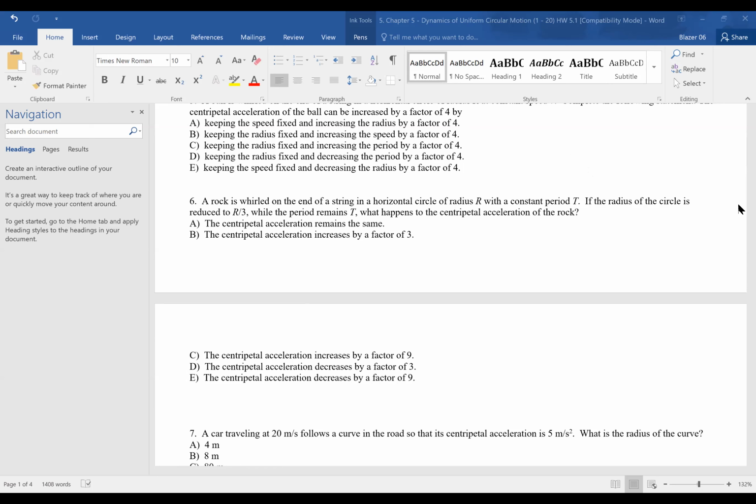So my answers are: the centripetal acceleration remains the same. The centripetal acceleration increases by a factor of 3. The centripetal acceleration increases by a factor of 9, decreases by a factor of 3, or decreases by a factor of 9. So let's look at the problem and see what's going on.